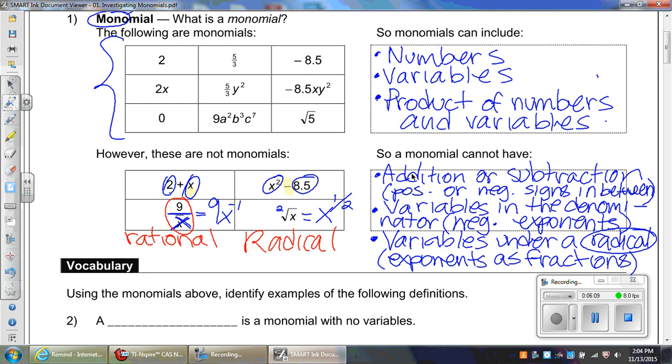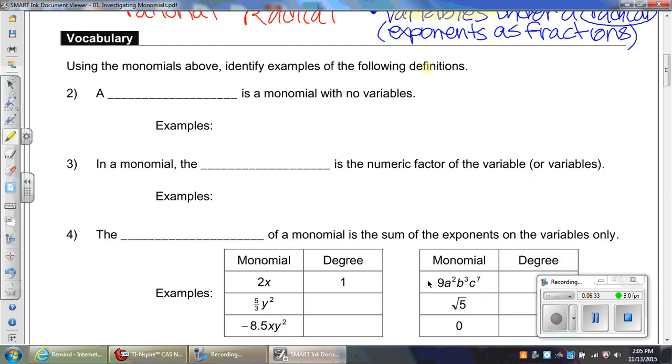Now, what about this one here, guys? We have the square root of 5. Why do you guys think that's still a monomial? Because it's not a variable. Very good. Remember what we said here is variables under a radical. So if the number is under a radical, it's still okay. It's a monomial. Now, those type of monomials, the ones that have no variables, actually have a special name. And that name is a constant. That will be just a single number.